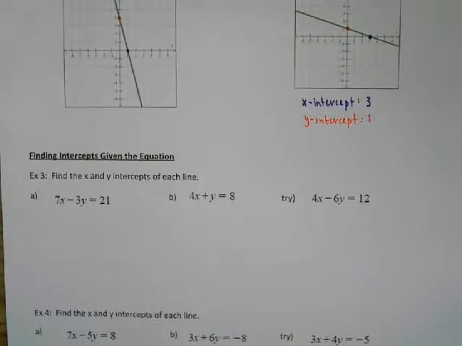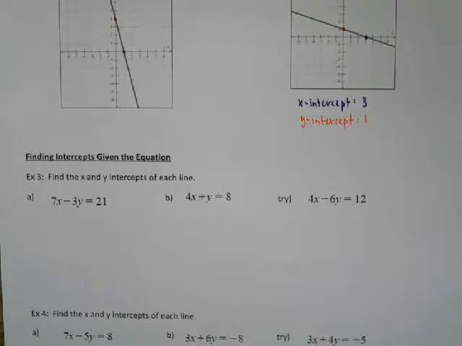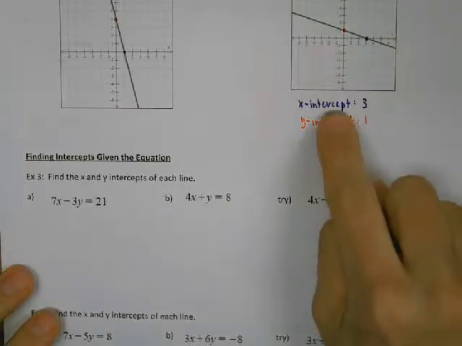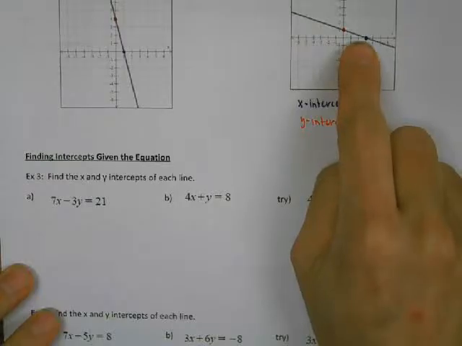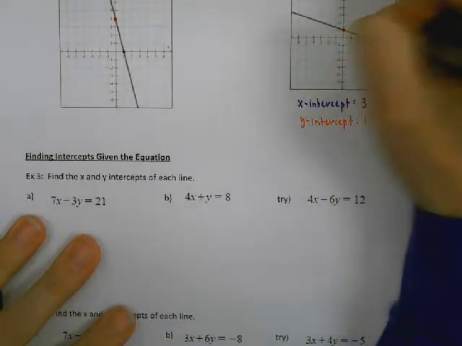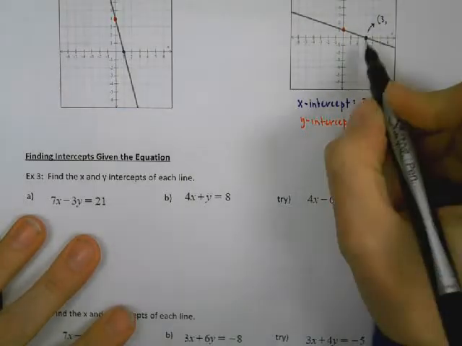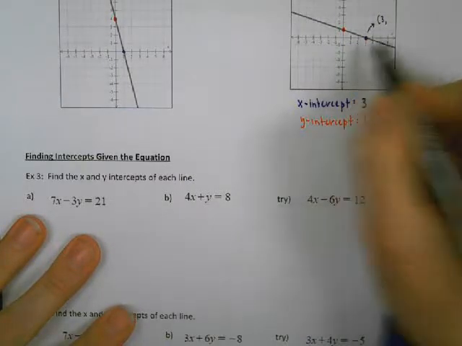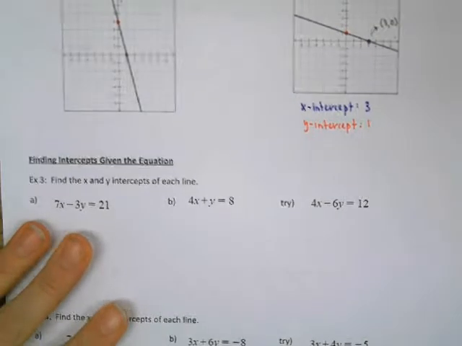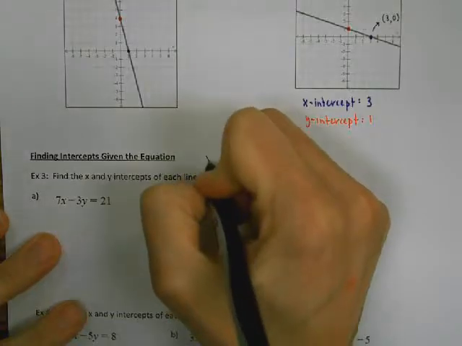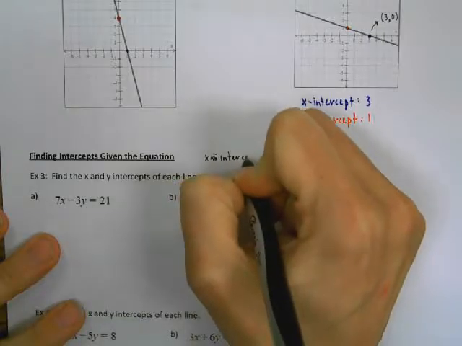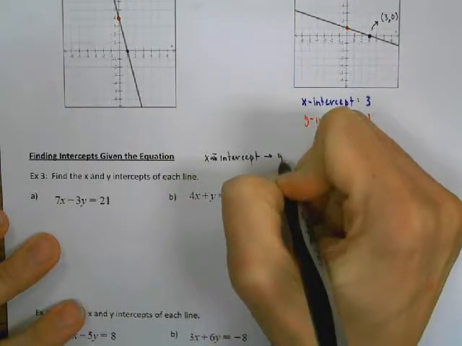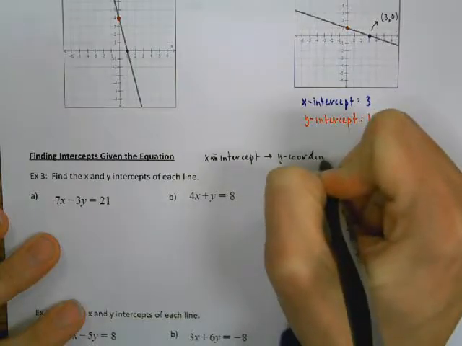I'm going to show you a couple of ways to do this and a shortcut that I like. First of all, I want to go back here. We said the x-intercept is just the x-coordinate of the point where I cross the x-axis. If I were to look at this point, my x-coordinate's 3, and then my y-coordinate's 0, because I don't go up or down from that point. So one thing to note is if I'm looking at the x-intercept, my y-coordinate is going to be 0 at that point.